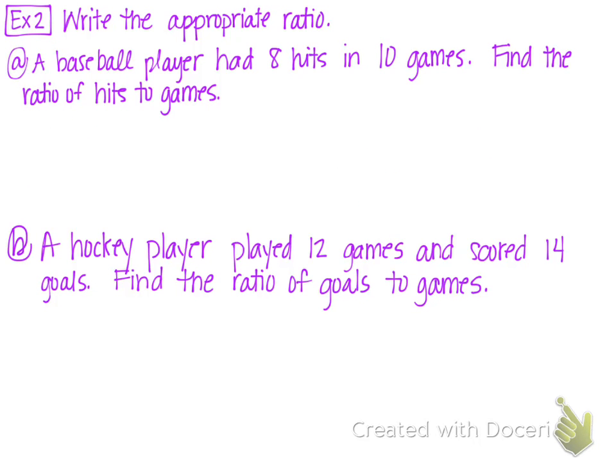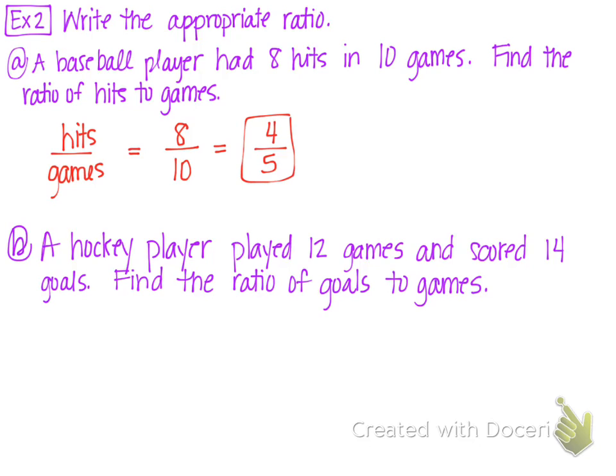Example 2 says, write the appropriate ratio. So we've got some words coming up in here, which we all love word problems, right? A says, a baseball player had 8 hits in 10 games. Find the ratio of hits to games. So hits is going to be in the top, and games is going to be in the bottom. So we're going to have hits over games. And we've got to find this information from the problem. So we have 8 hits, and we have 10 games. And you always want to write a ratio in its simplest form. 8/10 can be reduced. They're both divisible by 2. So we have 4/5. That is our ratio of hits to games.